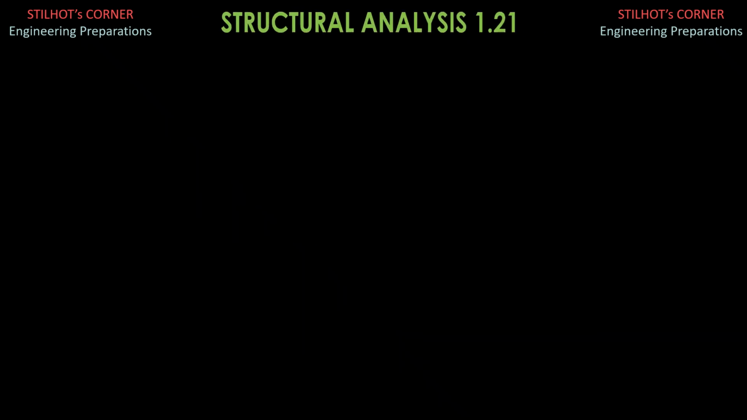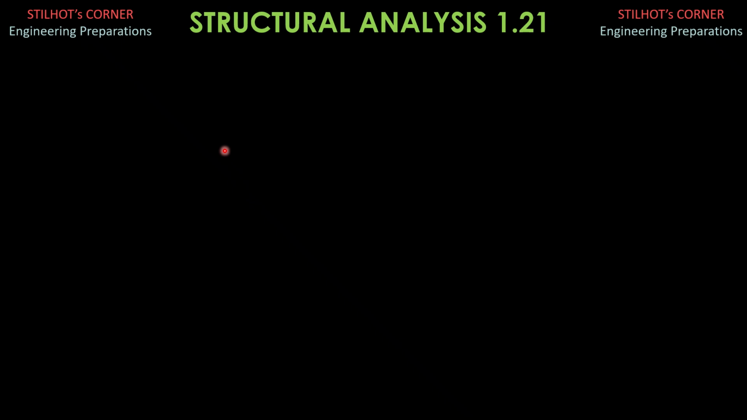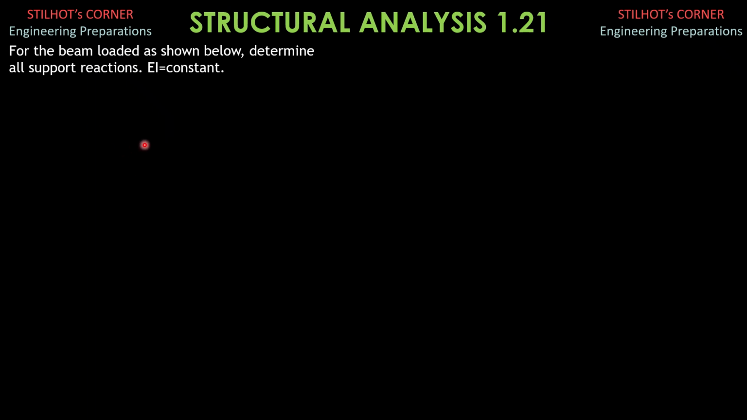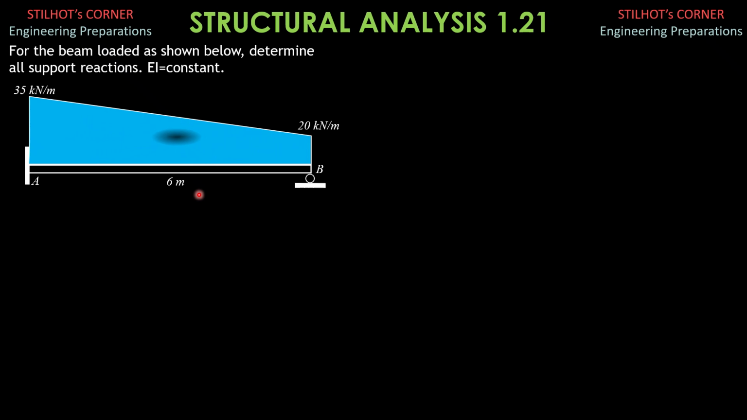Let's have another example on superposition. For the beam loaded as shown below, determine all support reactions. EI is constant. So this is a combination of rectangular load over the entire span and triangular load. For the triangular load, it is 35 minus 20, so 15 kilonewtons per meter. For the uniform rectangular load, it is 20 kilonewtons per meter.